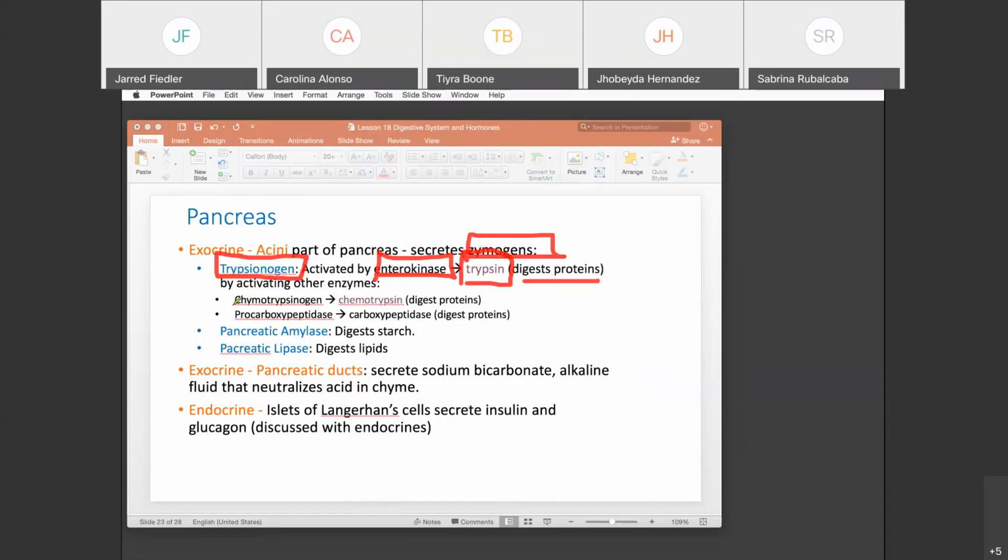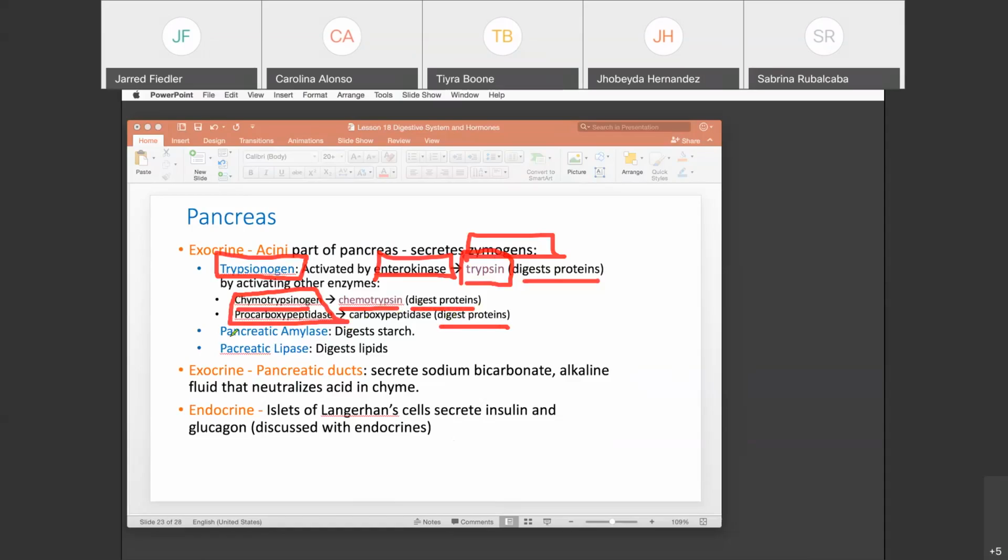And here are some other enzymes. We have chymotrypsinogen and procarboxypeptidase. These are two other enzyme examples that will also be converted into their active form. So you have chymotrypsin, which also digests proteins, and carboxypeptidase, which also digests proteins. These are different kinds of proteins, and they're all going to be working together to digest collectively.